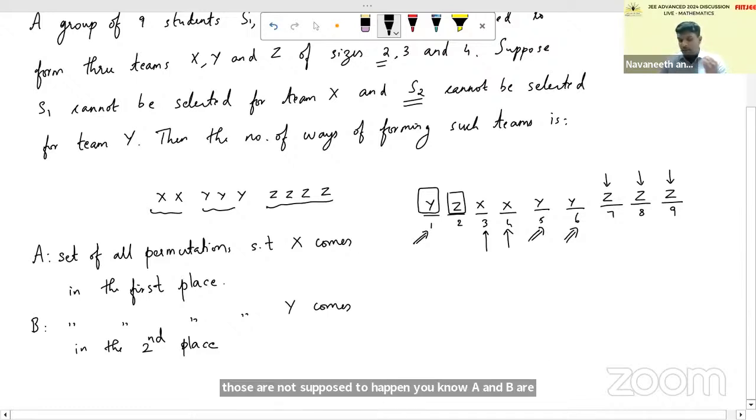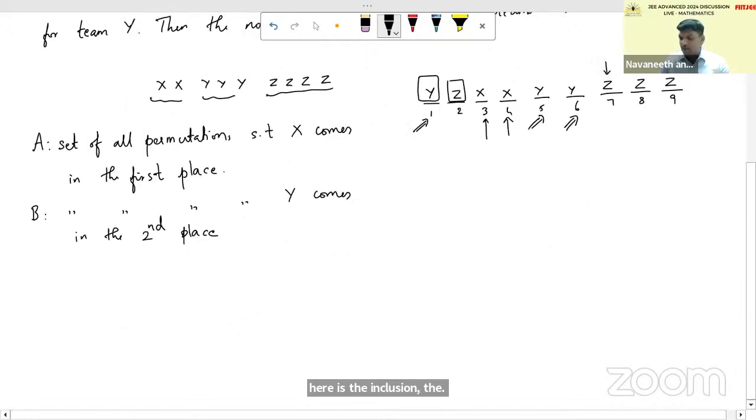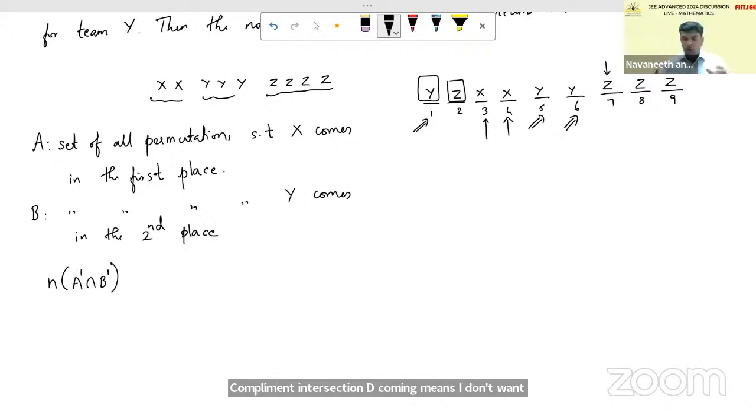So here, what I'm trying to apply is the inclusion-exclusion principle, or in other words, using set theory, just De Morgan's law. Basically what I want is the number of elements in A complement intersection B complement. It means I don't want A to happen, as well as I don't want B to happen. That is n of A complement intersection B complement, and that is nothing but n of the complement of A union B. So this is De Morgan's law from set theory.